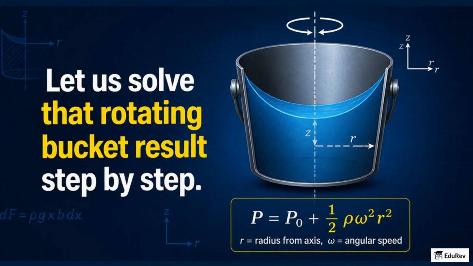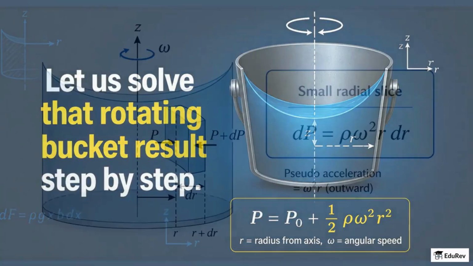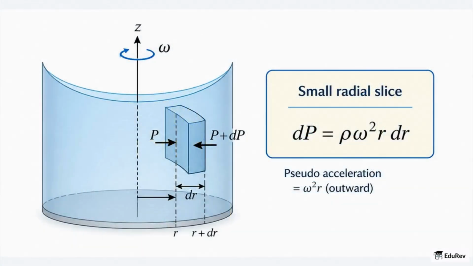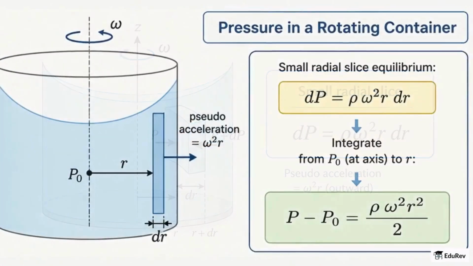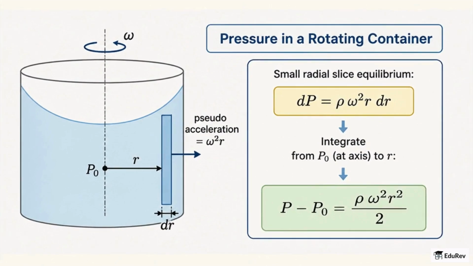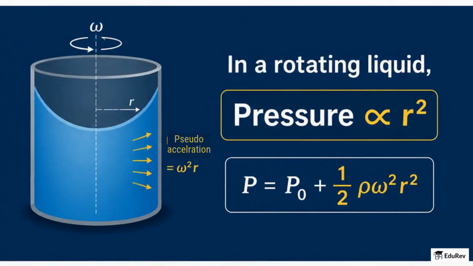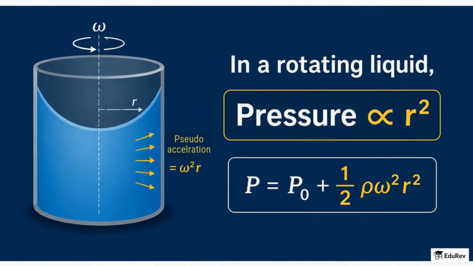Let us solve that rotating bucket result step by step. Take a small radial slice and write the equilibrium relation dP equals rho times omega squared times r dr, because the pseudo acceleration is omega squared times r. Integrate from the axis where pressure is P naught to radius r to get P minus P naught equals rho times omega squared times r squared divided by 2. So the pressure rises with the square of the radius in a rotating liquid.